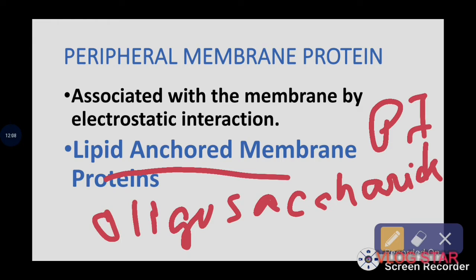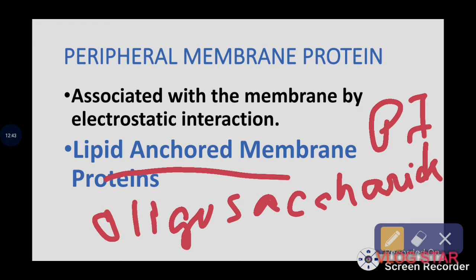The phosphatidylinositol is embedded in the outer leaflet of the lipid bilayer. These lipid anchored membrane proteins are also peripheral membrane proteins, because they are present in the periphery of the lipid bilayer, and this type of glycosyl phosphatidylinositol linkage is called a GPI anchored protein. So you have to remember this: lipid anchored membrane proteins are also peripheral membrane proteins. So actually we have two types of membrane proteins.